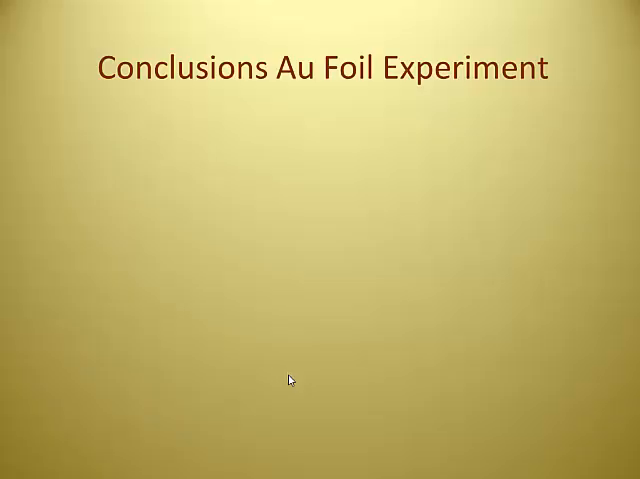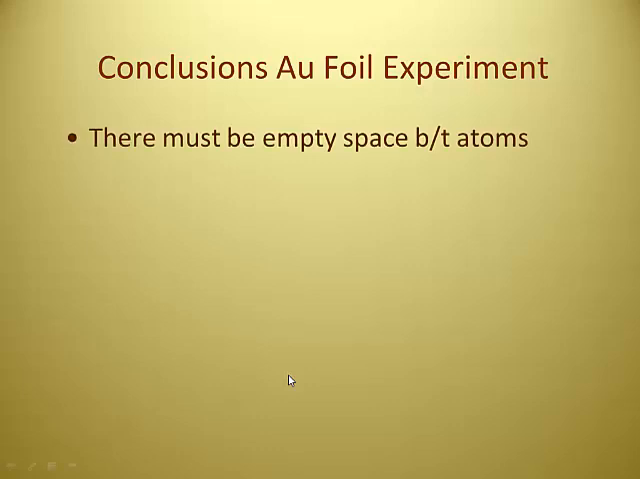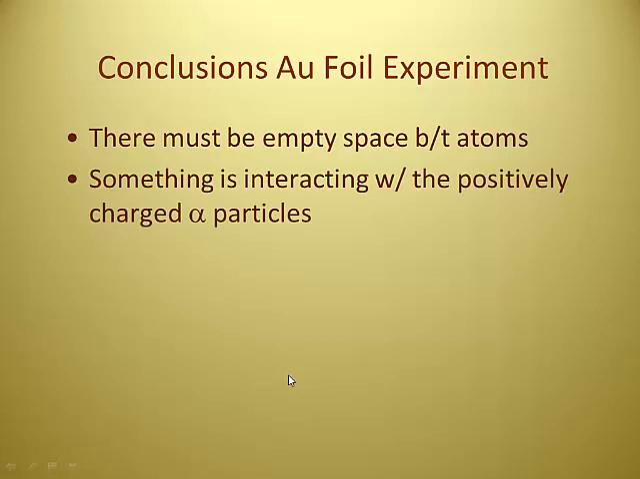All right, so conclusions of the gold foil experiment from the YouTube video and what we just said. There must be empty space between the atoms. The reason why there must be empty space is because some of those alpha particles actually got through. Which makes sense. If there's empty space, they passed on through, which is what they expected, right? They expected all the alpha particles to go through, but what they got was some of them bouncing back at them.